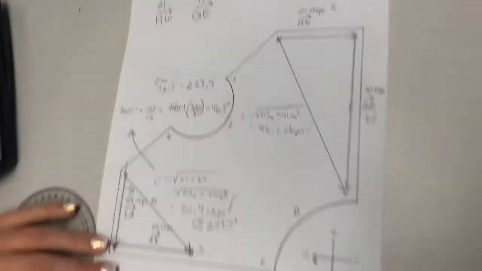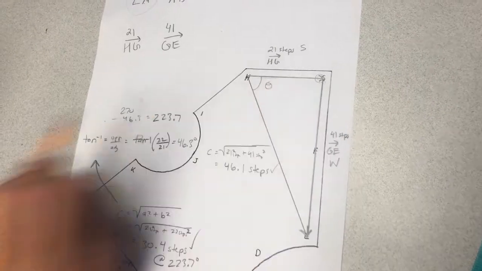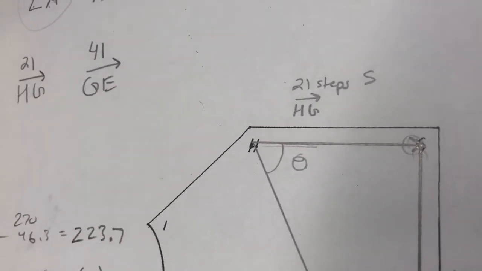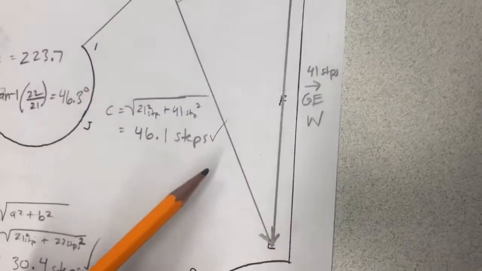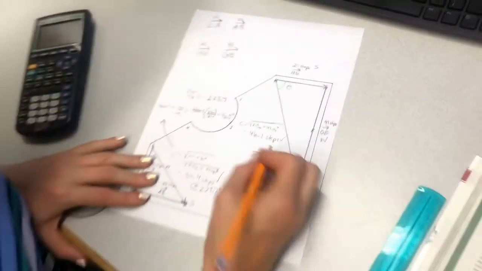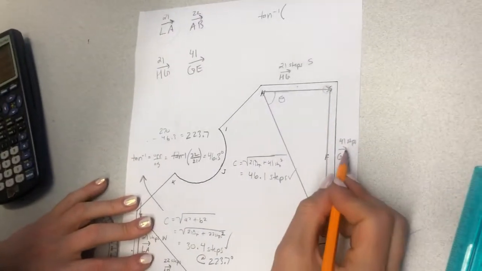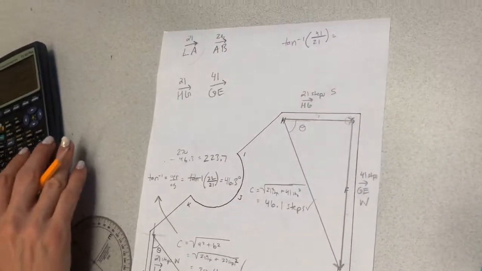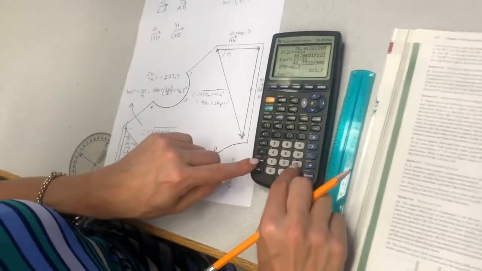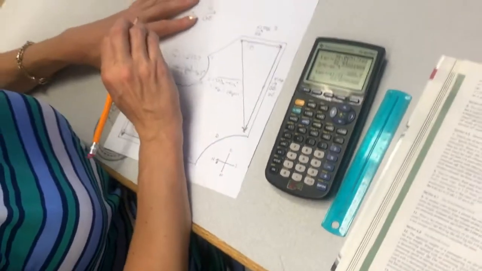Now for this one, pause the video and see if you can try it yourself. Okay, which angle do we want first? We started here, so you want that walking angle. What side is that 21 steps? What part of the triangle is that? It's touching the angle, so this is the adjacent, and this must be the opposite. Tangent inverse of the opposite, 41, divided by the adjacent, 21, gives me 62.9.